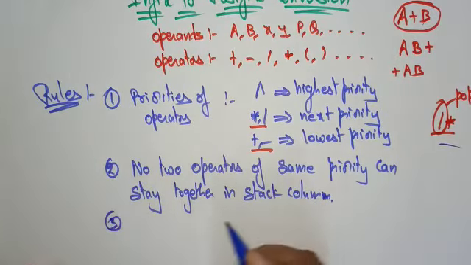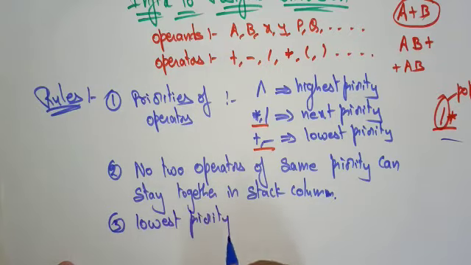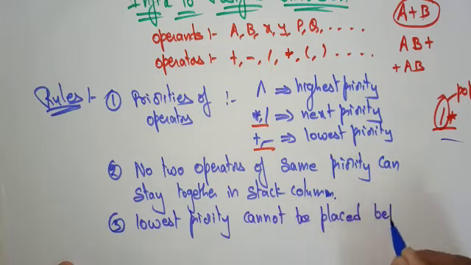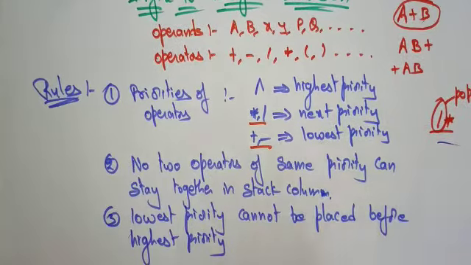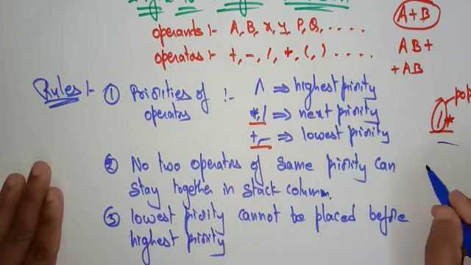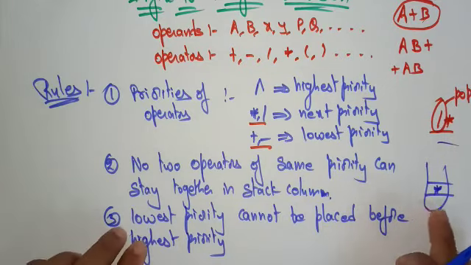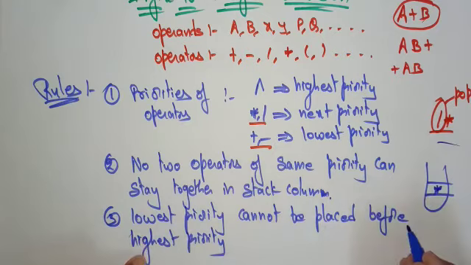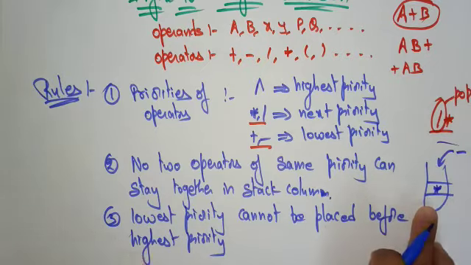Another rule: the lowest priority cannot be placed before the highest priority. What does it mean? Suppose multiplication is on the top of the stack. Next, the minus is coming, and I need to place the minus on the top of the stack. But star has the highest priority.